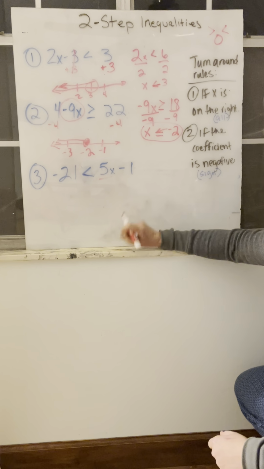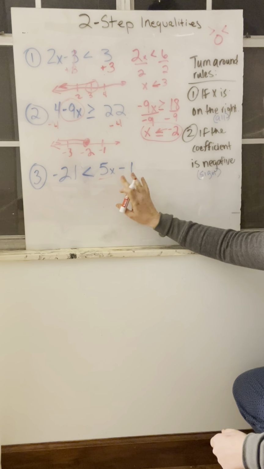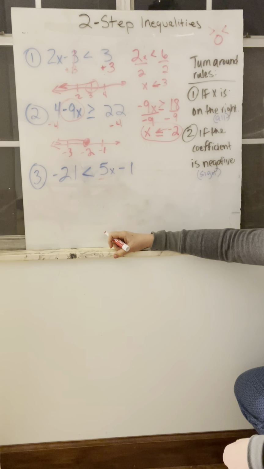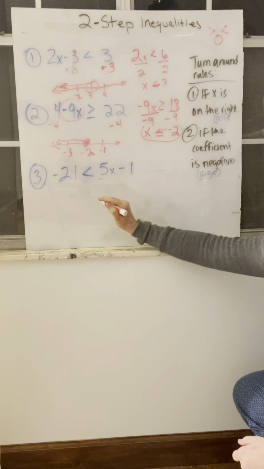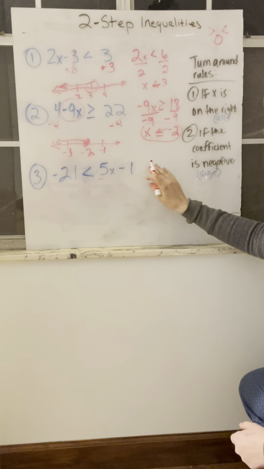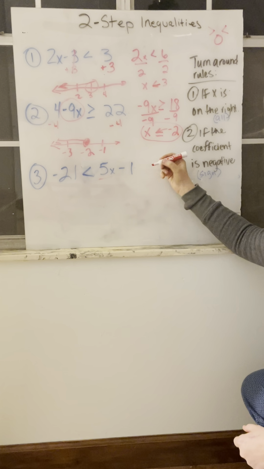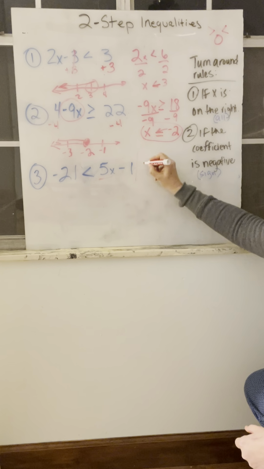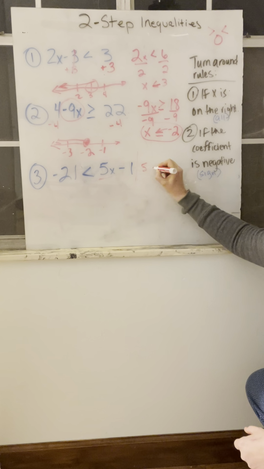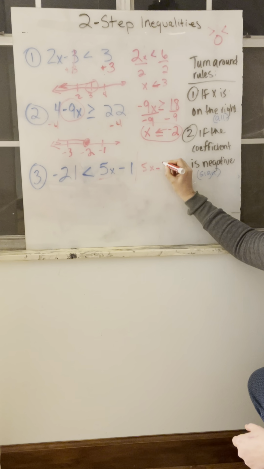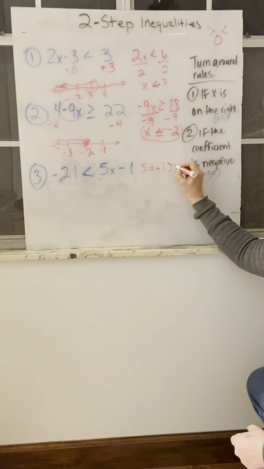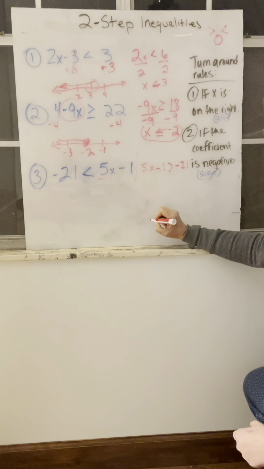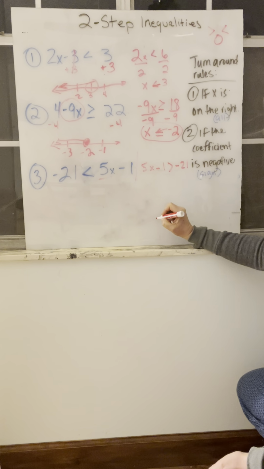But we do have to still turn it around because the x is on the right side and not the left side. So we need to turn the whole thing around. So you notice that my mouth is facing this. Well, it needs to face this over here too. So I'll have then 5x minus 1 is greater than negative 21. Now I can go about solving it, okay?